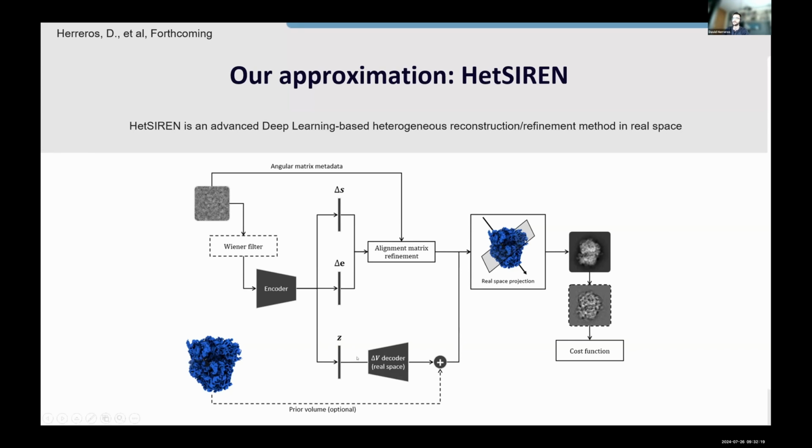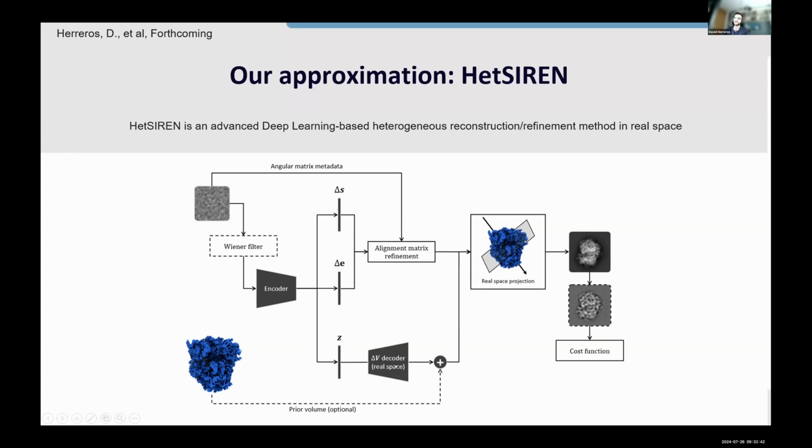So from here, from this conformational latent space, we are going to input it into a volume decoder, which is going to go from this reduced space to a whole volume in real space. So if our volume is a 300 voxels box, we have 300 to the cube voxels here, and we can recover the whole volume. Actually, this volume is not just a volume. It's what we are calling a refinement.